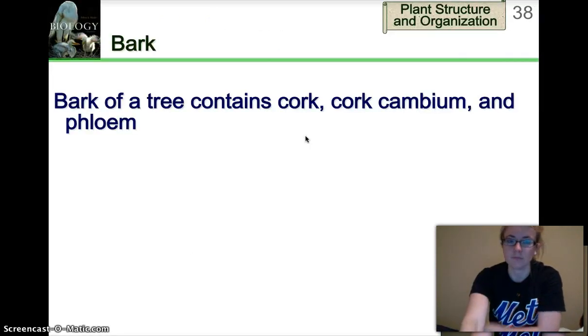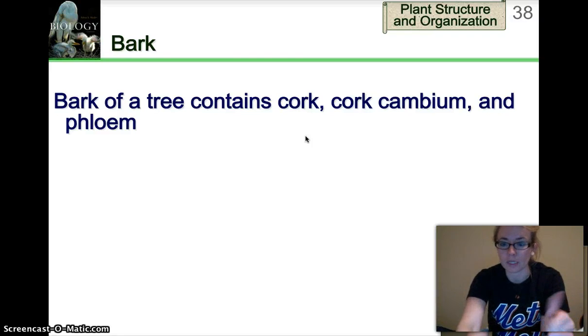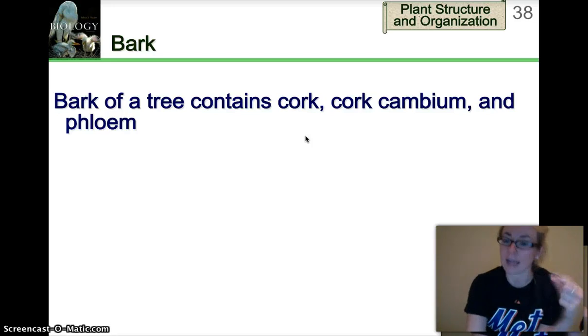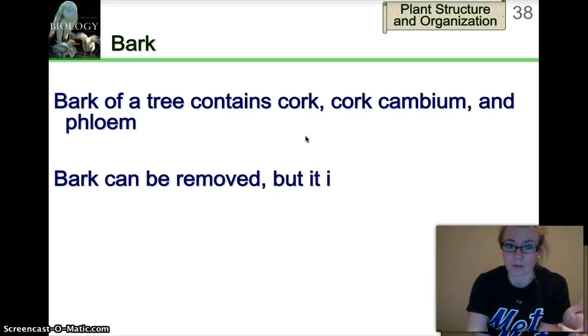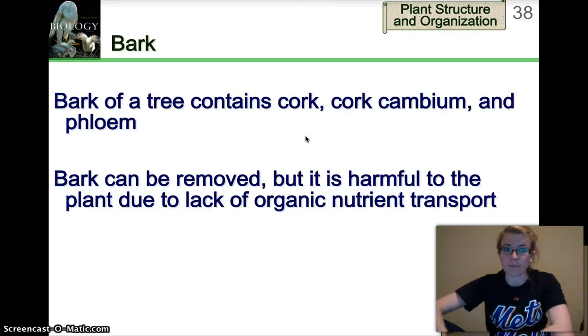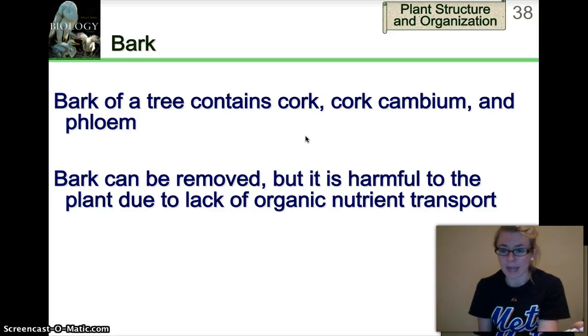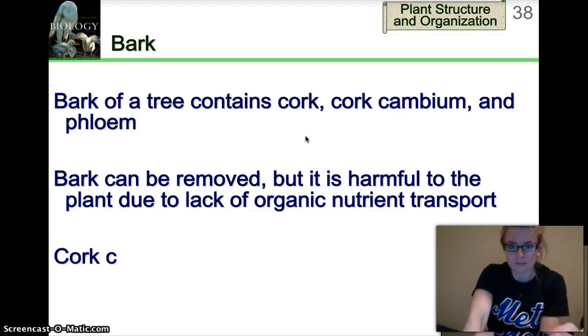Bark contains cork cambium and phloem. These are the outermost cells that have replaced the epidermis: the cork cambium, which is making new cork, and the phloem, because the phloem is on the outside. If we have the big ring of the stem, the phloem is located outside and the xylem is located on the inside. Bark can be removed from a plant, but it's really dangerous because we're taking away the phloem. We're taking away the means this plant has to transport sugars up and down. That's bad if you cut off the bark from a tree because you're taking away its transportation. It's like cutting out your blood vessels.